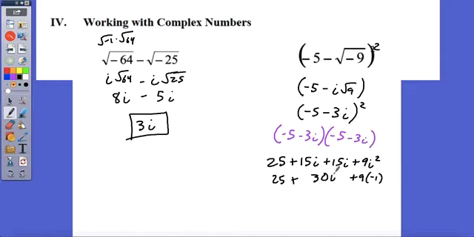Combining like terms to get 30i. So then that's negative 9. 25 plus 30i minus 9. Subtract, 16 plus 30i. Final answer.